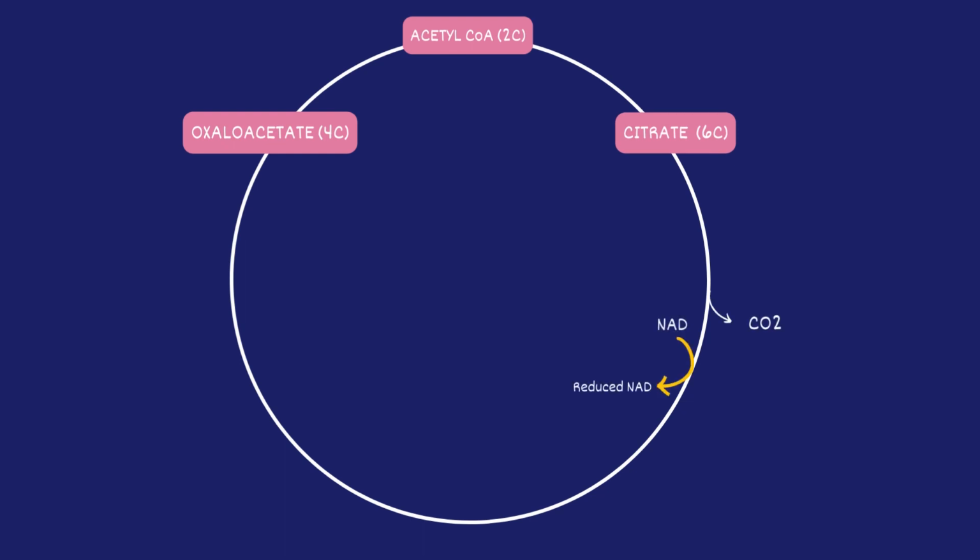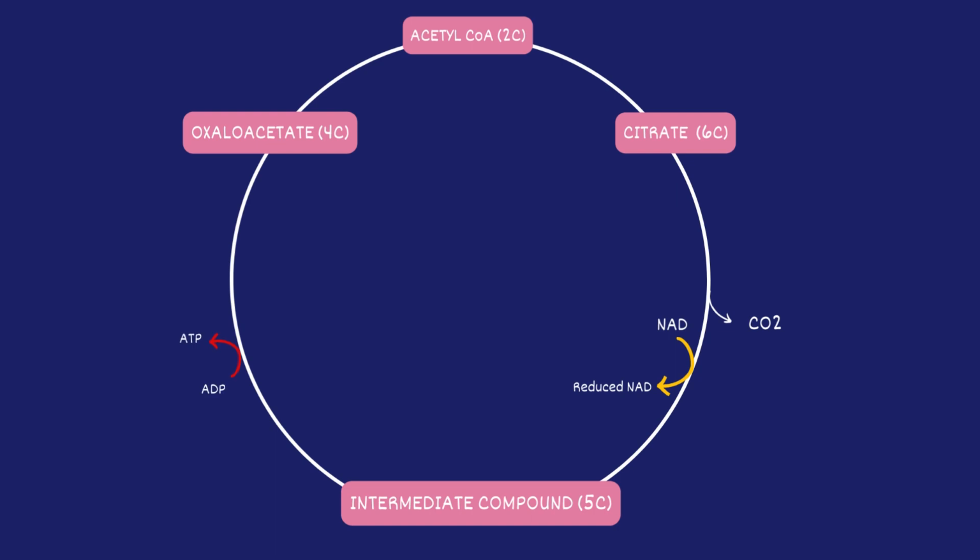Decarboxylation and dehydrogenation occur, which forms reduced NAD and carbon dioxide, resulting in a 5-carbon intermediate compound. Substrate-level phosphorylation produces ATP. Decarboxylation and dehydrogenation occur, producing 2 reduced NAD and 1 reduced FAD. Oxaloacetate is regenerated.